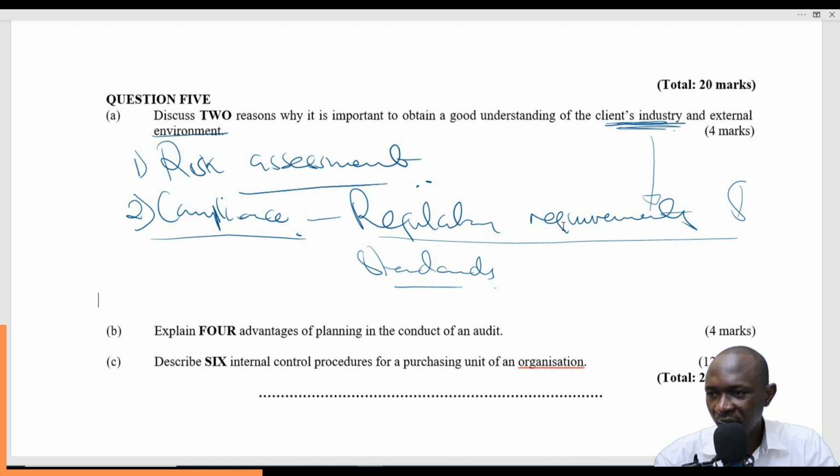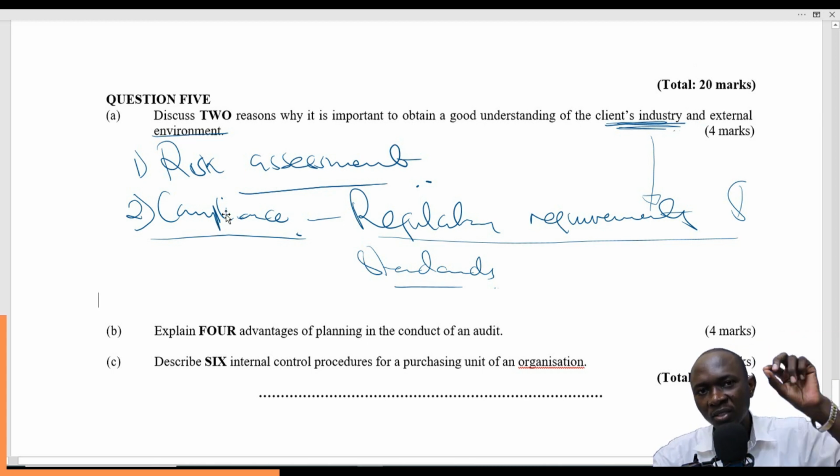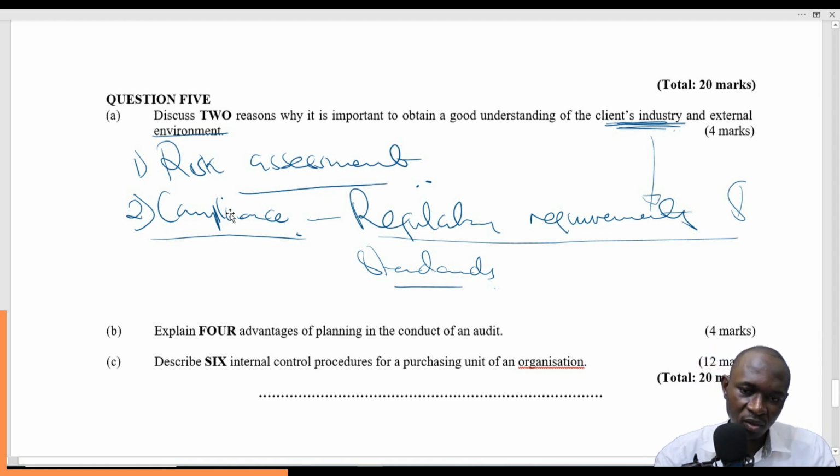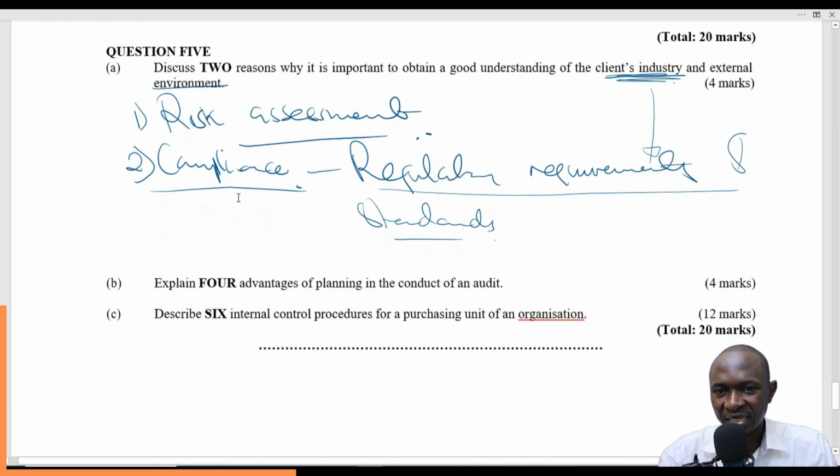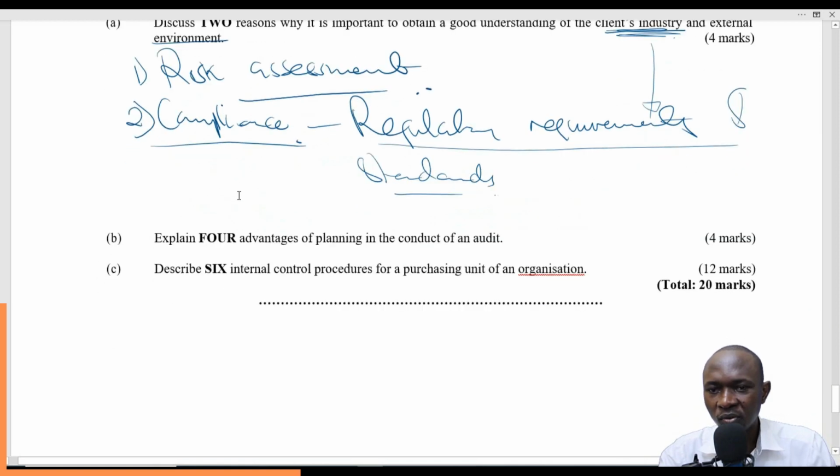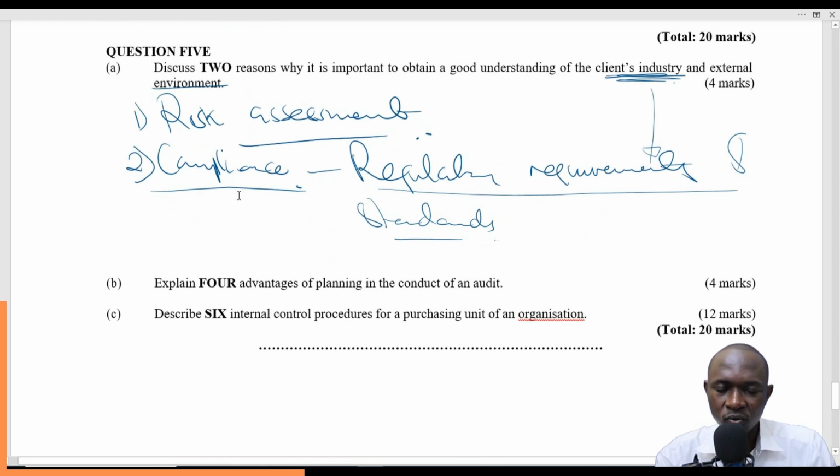So it's very important that we understand the client's industry and external environment so that we are in compliance with the requirements of law or the regulatory requirements. And number 2, to be able to assess with certainty the risks that are associated with that particular industry.